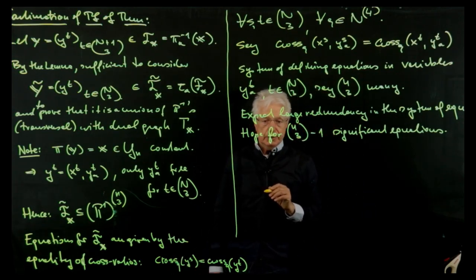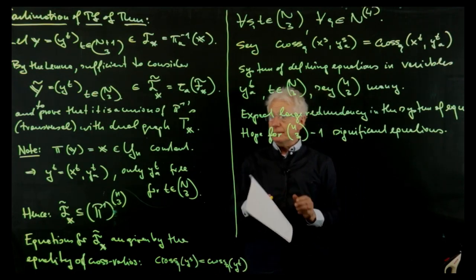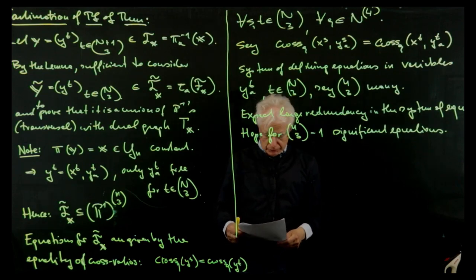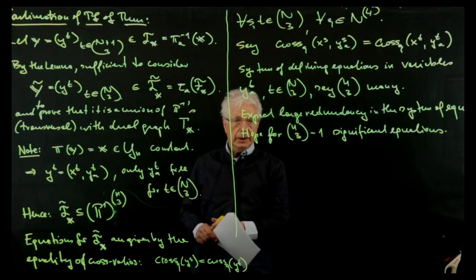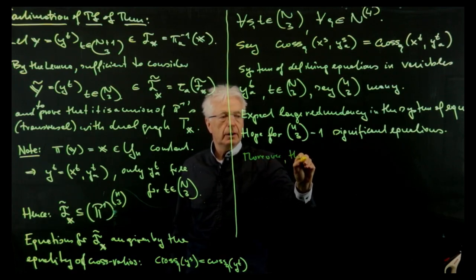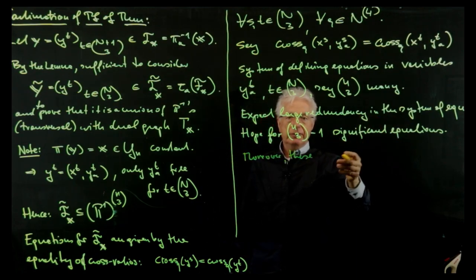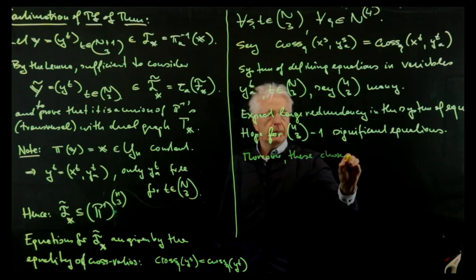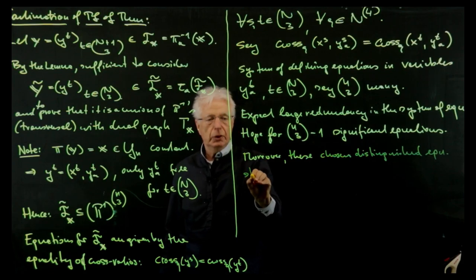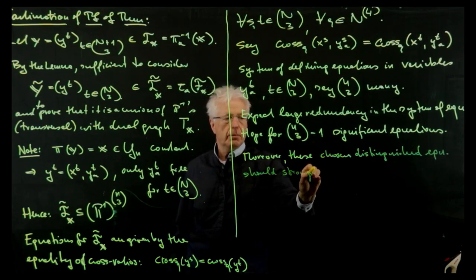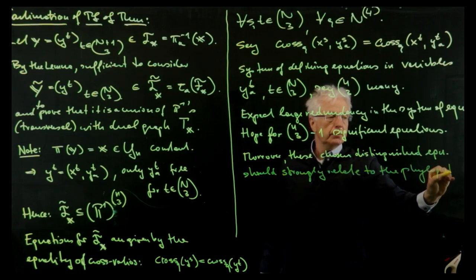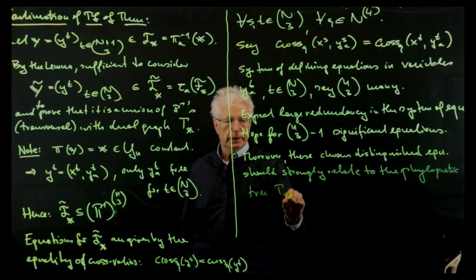Okay? And the second thing, which is very, very embarrassing, is that this system of equations has to do something with the phylogenetic tree of X. So let me draw it. Or maybe let me write it down. Moreover, these equations, so let's assume that we have these significant equations, these chosen distinguished equations, should strongly relate to the phylogenetic tree gamma x of x.